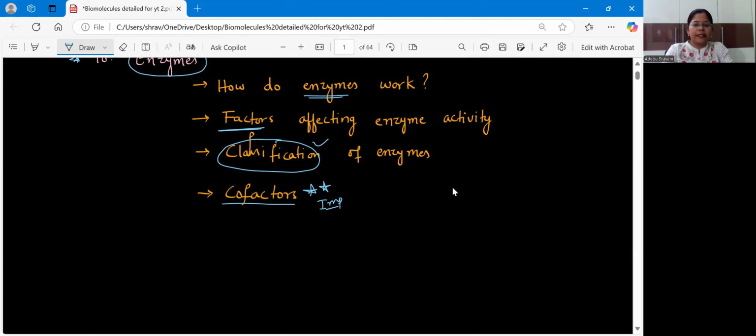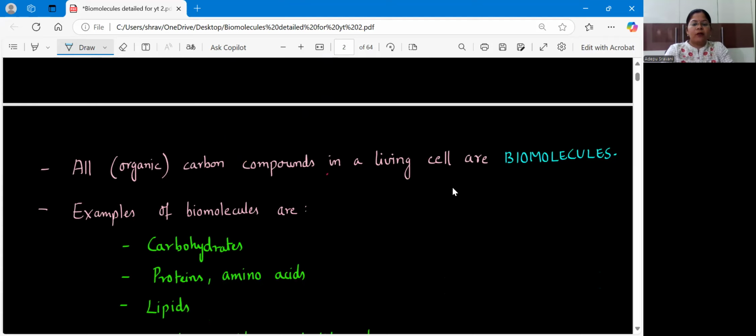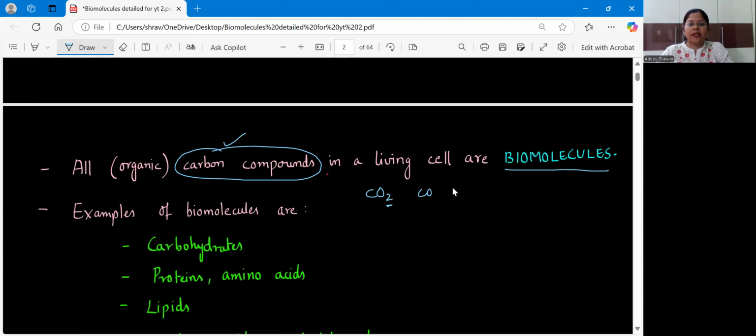Now we'll start with the details. Coming to the first topic of this chapter, we are going to learn about the meaning of the term biomolecule. What do we mean by biomolecule? In your NCERT, they say that all the carbon compounds which are present in the living cell are considered as biomolecules. So they have stressed on the carbon compounds present in the living cell. Does that mean carbon dioxide and carbon monoxide are also biomolecules? The answer is no. Whenever carbon dioxide and carbon monoxide are present in the cell, they are not biomolecules.